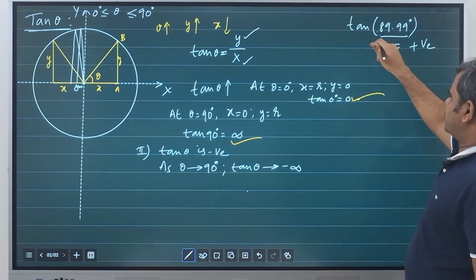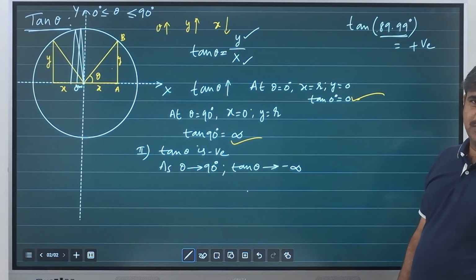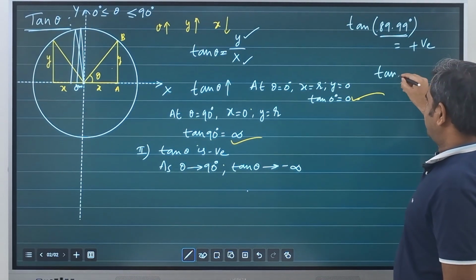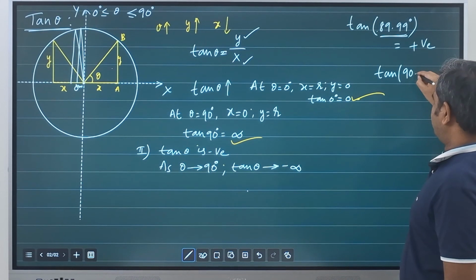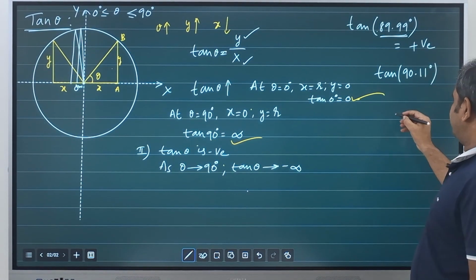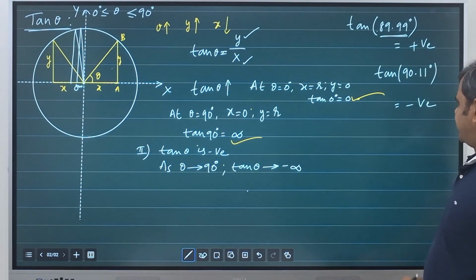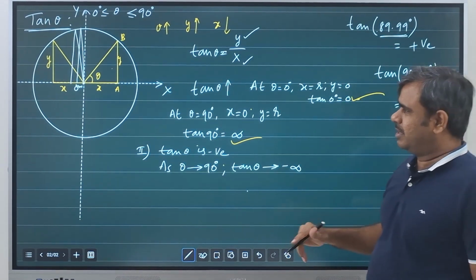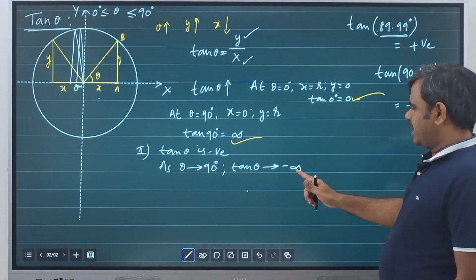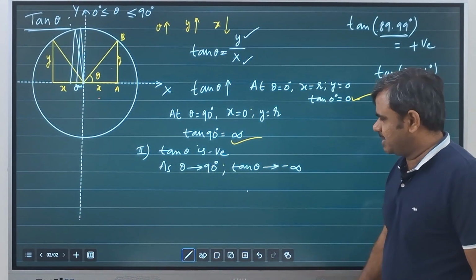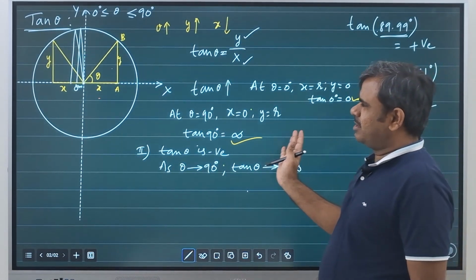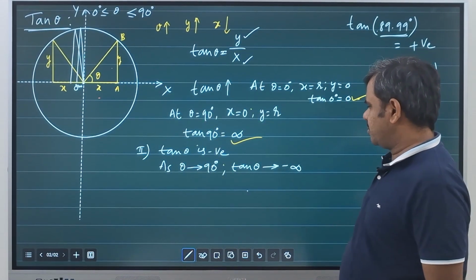This angle is close to 90 degrees, but below 90 degrees. This angle is above 90 degrees. You will get a large negative value. So for angle greater than 90 degrees, x is negative. That is why tan theta approaches minus infinity as theta approaches 90 degrees in the second quadrant. In the first quadrant, tan theta approaches plus infinity as theta approaches 90 degrees.